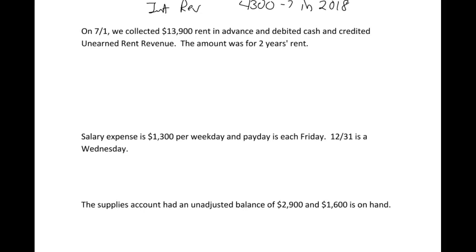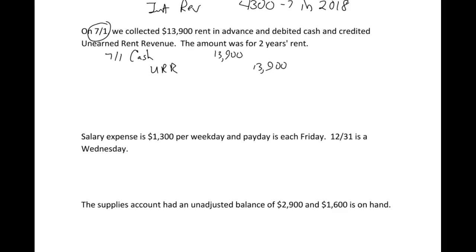Notice the dates here. Always pay attention to dates. This is July 1st. We collected $13,900 rent in advance and debited cash and credited unearned rent revenue. The amount was for 2 years rent. This isn't the answer, but let's jot down what they did on July 1st. We have a debit to cash and a credit to unearned rent revenue of $13,900. That's correct. That's what they did.